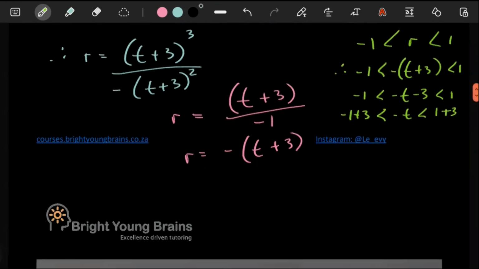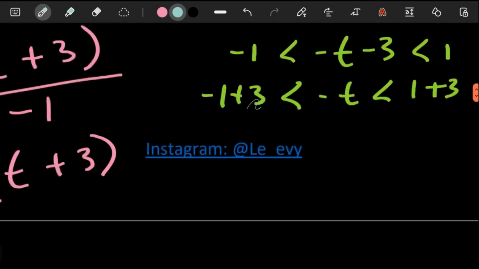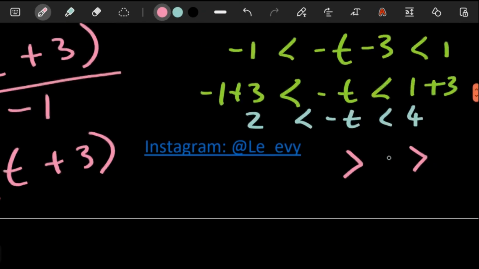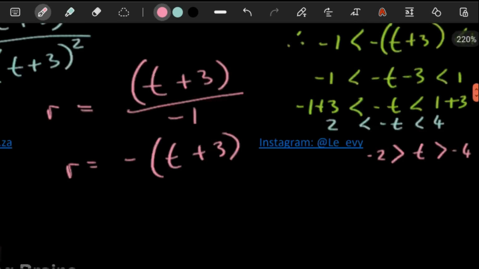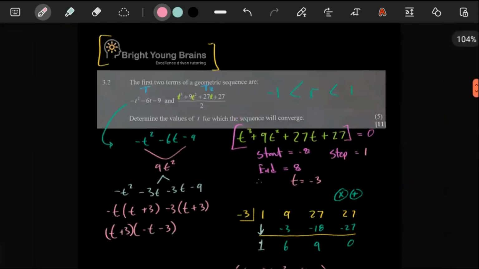And then here, let's see. This is going to give us what? Negative 1 plus 3. What is negative 1 plus 3? Negative 1 plus the 3 is positive 2. And then here, 1 plus 3 is a 4. And then we can divide everything by a negative. Remember, if you divide by a negative, your signs have to flip over. So this is going to be negative 2, and negative 4. And then your life is going to be good. So that's the answer here, because the question said determine the values of t for which the sequence will converge. So that's how it's done.